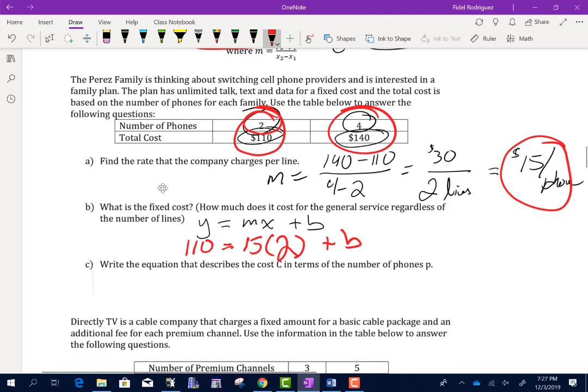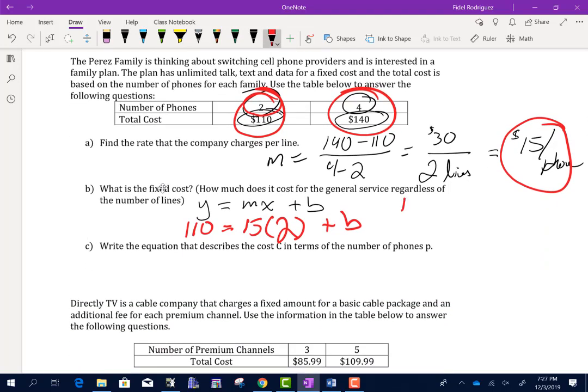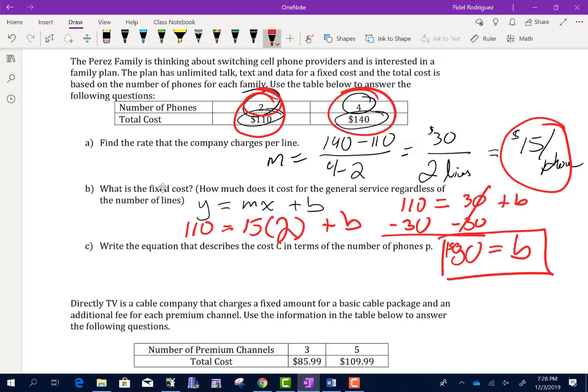So what I'm going to do now is we're going to take 110 equals, what's 15 times 2? 30. Okay. Plus B. Guys, if I want to get the B by itself, I'm going to go ahead and subtract 30 on both sides. Okay. And anybody know what's 110 minus 30? 80, right? Okay. Guys, this is my fixed cost. Okay, this is my fixed cost.